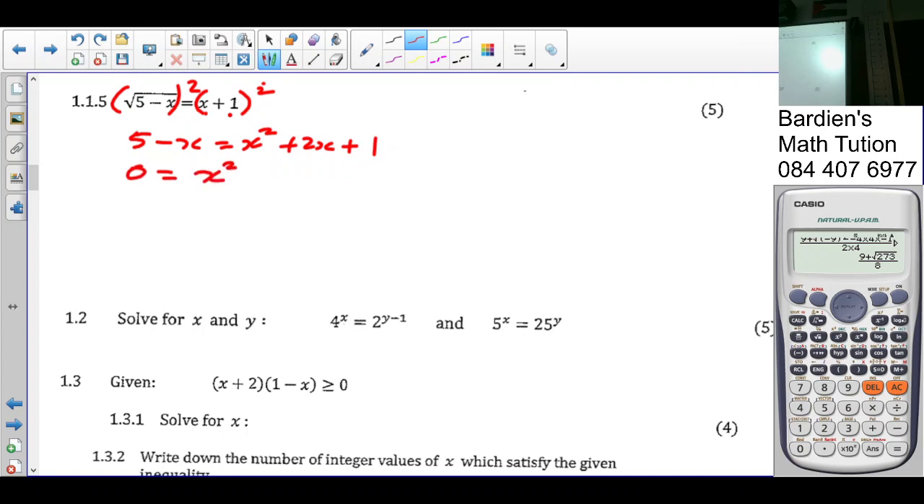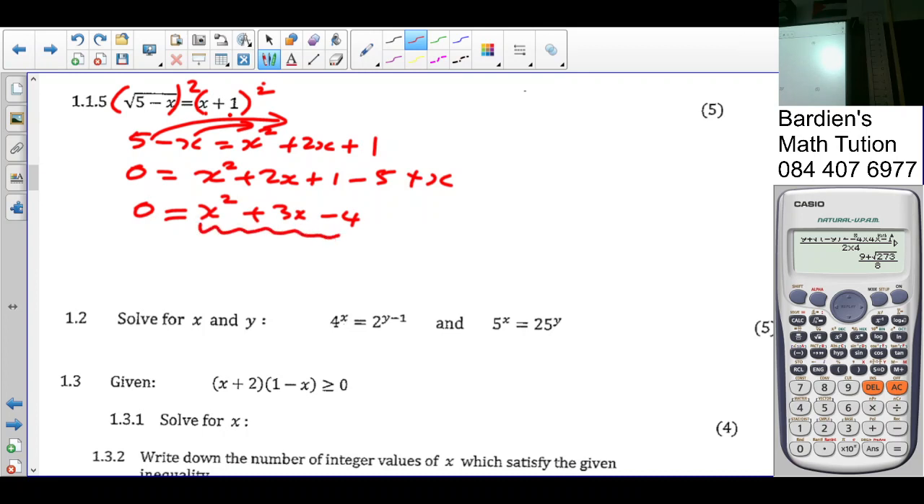So it's x squared plus 2x plus 1 minus 5 plus x. I'm bringing everything to the one side of the equal sign because that's a quadratic equation. Add like terms, it's x squared plus 3x minus 4 equals 0. This is what now? Trinomial.